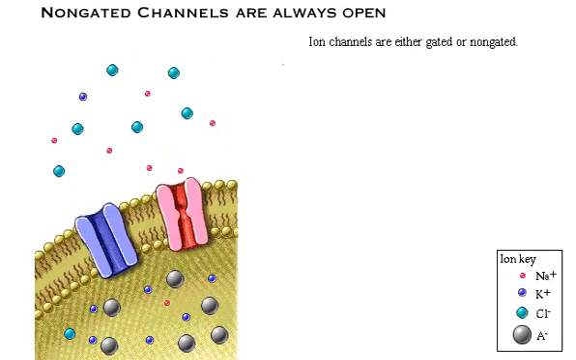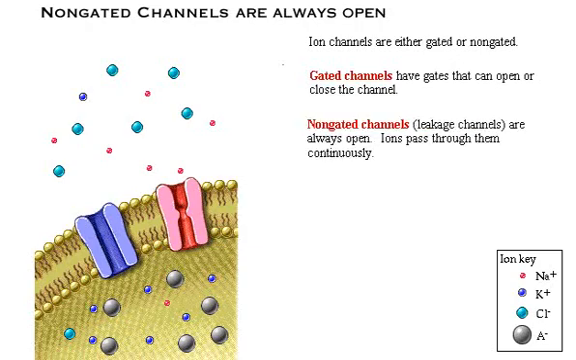Ion channels are either gated or non-gated. Gated channels have gates that can open or close the channel. Non-gated channels, also called leakage channels, are always open, and ions pass through them continuously. We see non-gated channels here. We will look at gated channels on the next 2 pages.